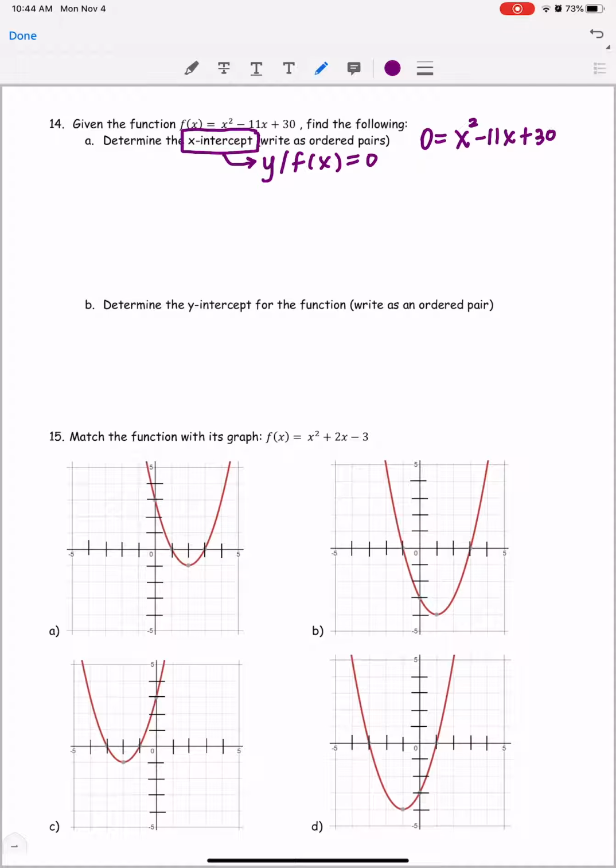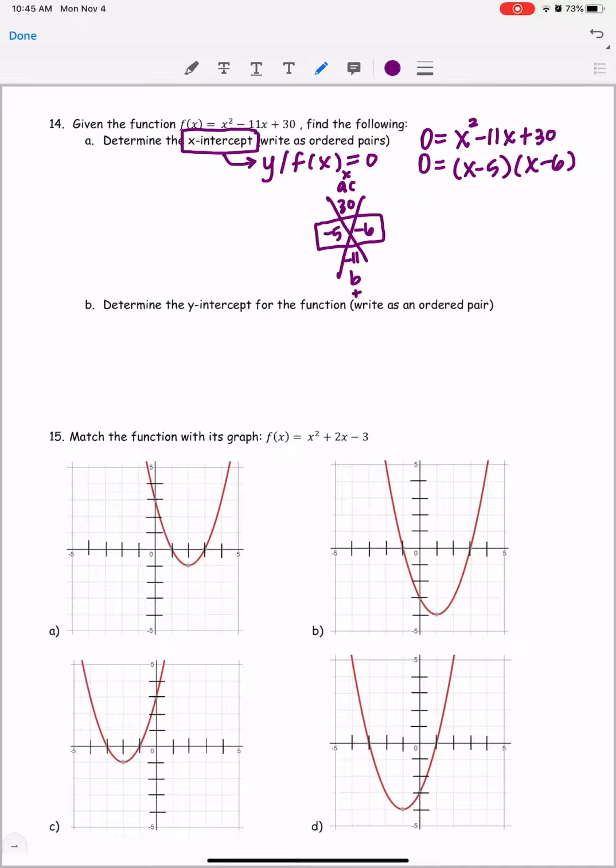So to factor, you go into your x. My a times c is 1 times 30. My b term is negative 11. So what adds up to b and multiplies to ac? That's going to give me negative 5 and negative 6. Negative 5 times negative 6 is a positive 30, and negative 5 plus negative 6 is negative 11. So now I have x minus 5 and x minus 6.